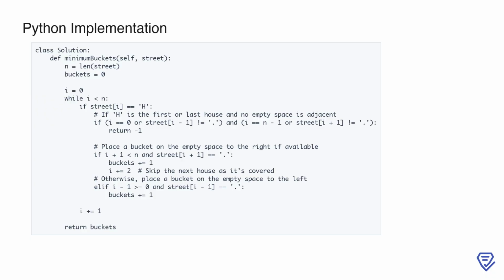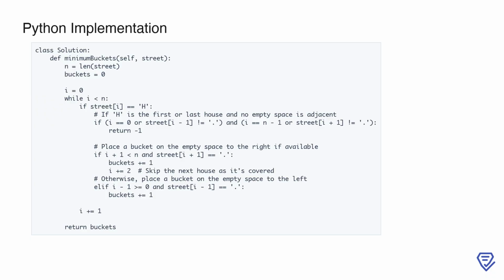3. Placing buckets. If there's an empty space to the right of the house, a bucket is placed there. The buckets count is incremented, and the pointer skips the next house, if any, since it's already covered. Otherwise, if there's an empty space to the left, a bucket is placed there, and the buckets count is incremented. 4. Skipping and continuing. The pointer i is incremented to continue checking the next character in the string. 5. Final result. If all houses are covered and the loop completes, the total bucket count is returned. If any house remains uncovered, the function would have already exited with -1.